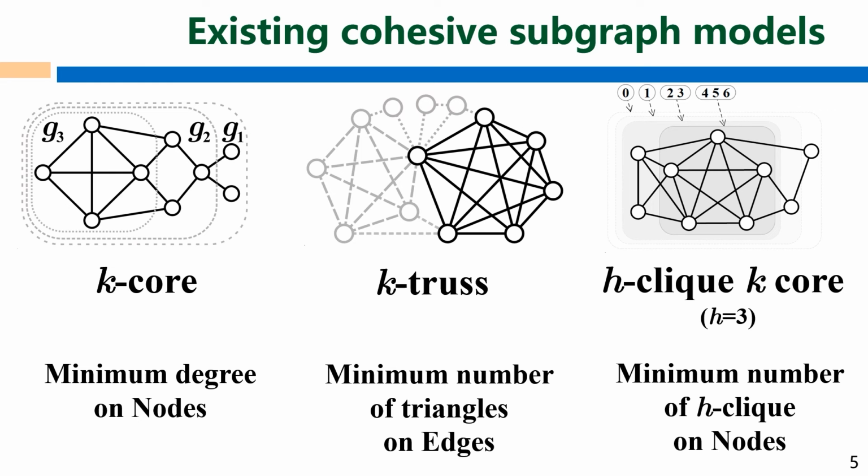There exist many different cohesive subgraph models, including k-core, k-truss, and h-clique k-core. These models have different cohesiveness measures. Mining cohesive subgraphs based on these models leads to resulting graphs with different properties, and also often requires different levels of computational effort.